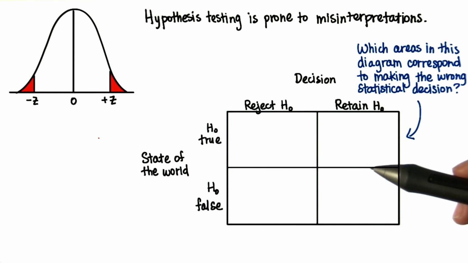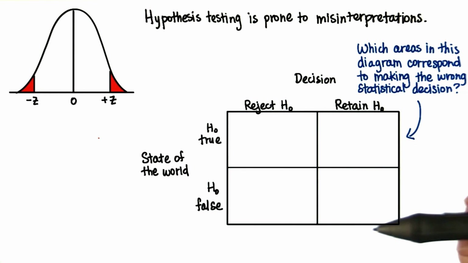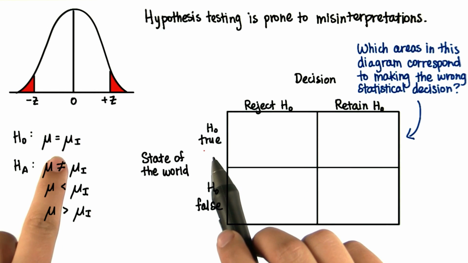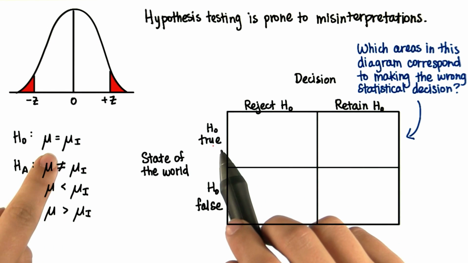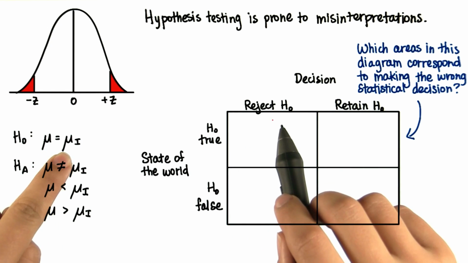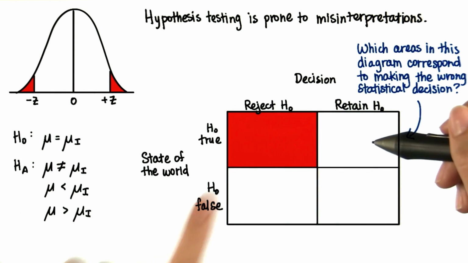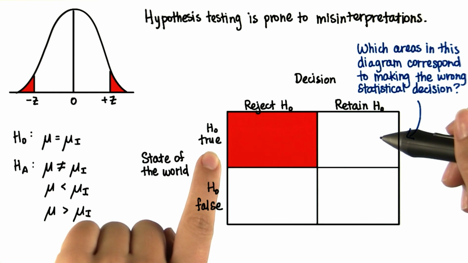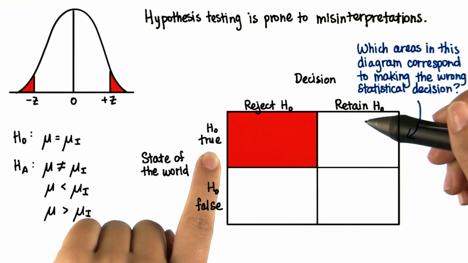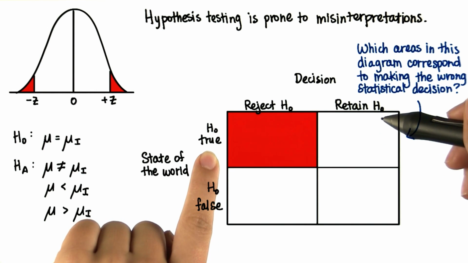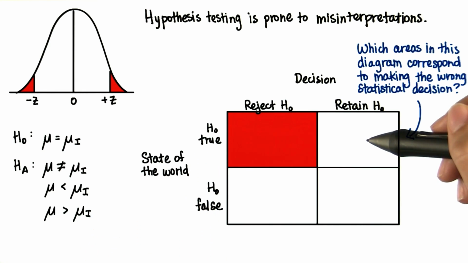I'm going to use red to represent wrong and green to represent correct. If it turns out the null is true and there's no significant difference, but we reject the null, that's making the wrong statistical decision. However, if the null is true and then we decide based on the results of our sample that we're going to retain the null, then we made the correct decision.